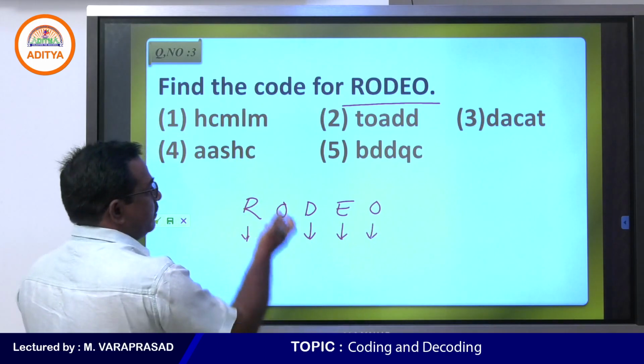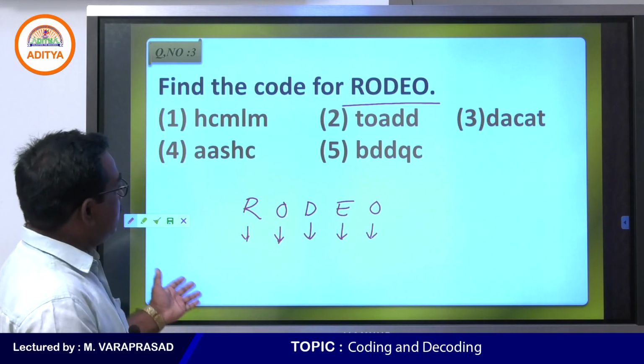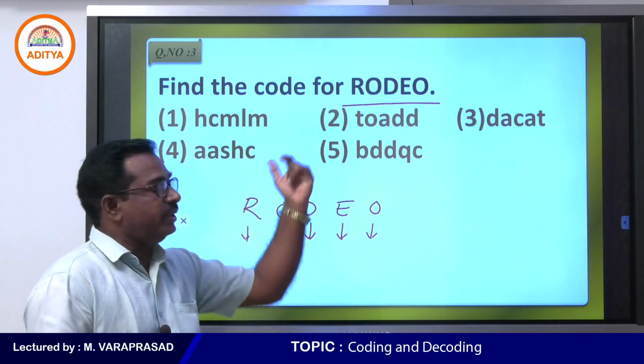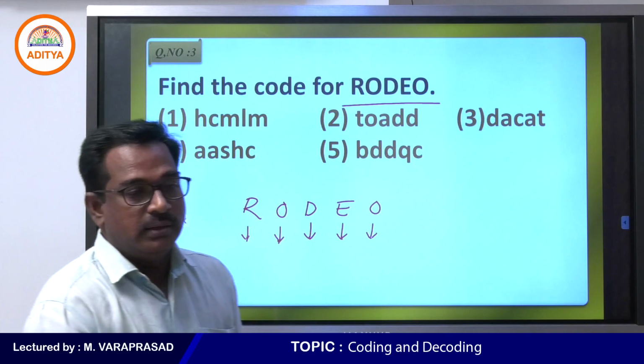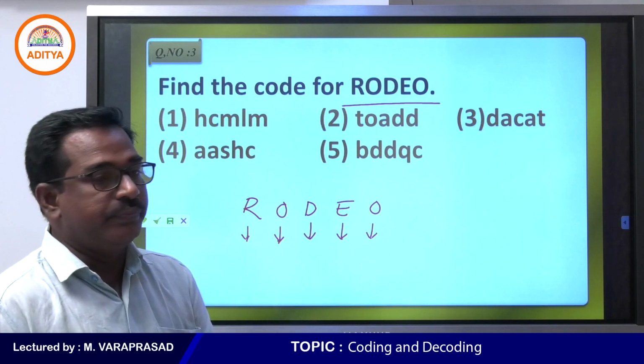They are in proper order, no problem. If they are in jumbling order, you need to verify the options. Now, see what is the code word for this?